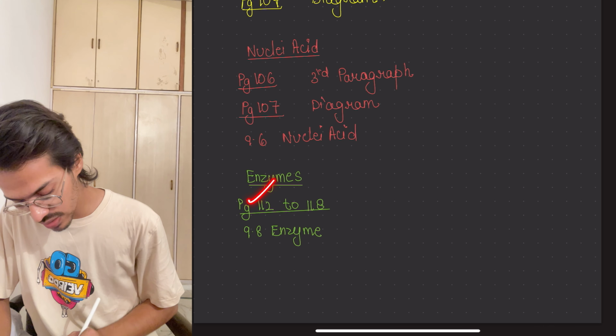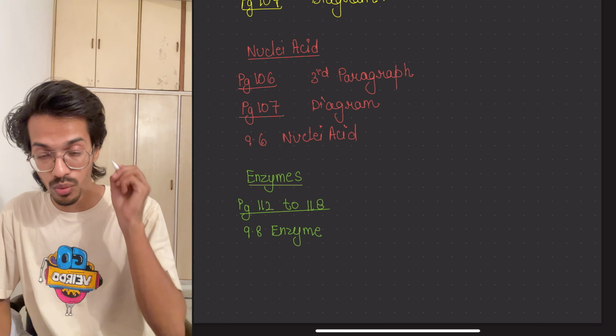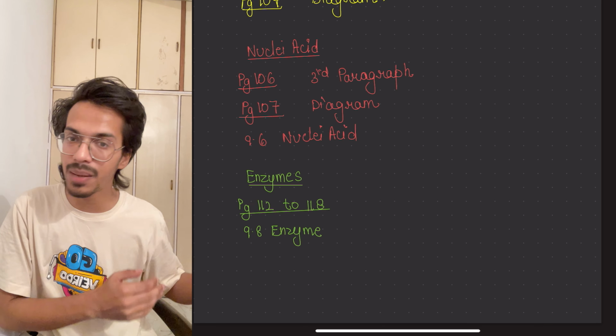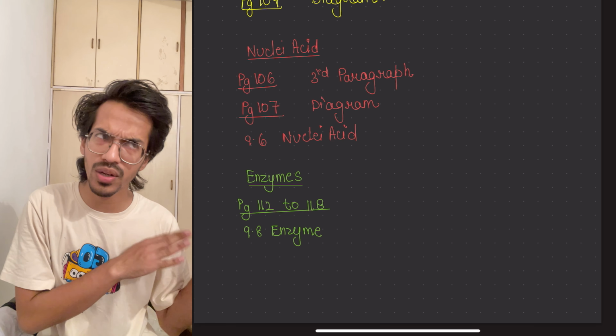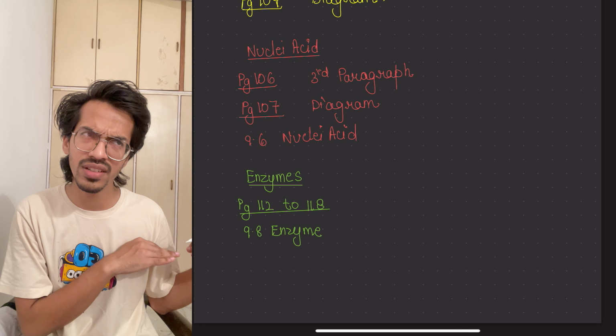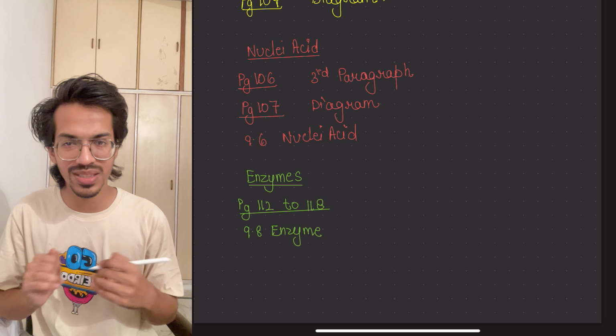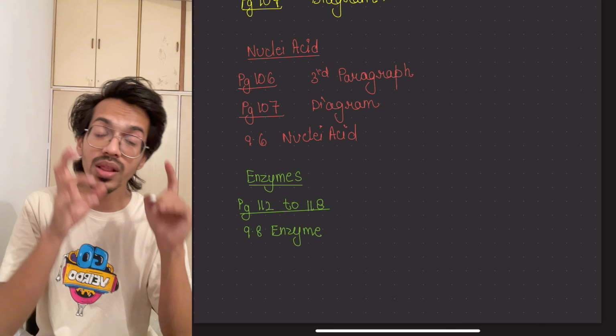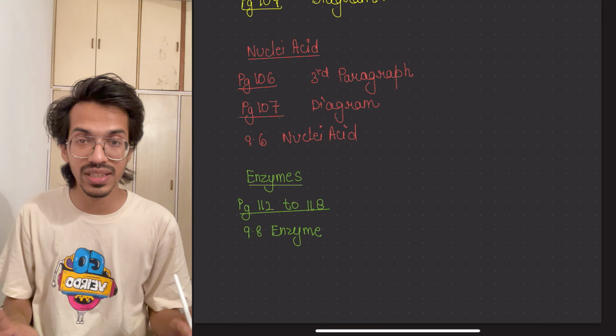So here you have to study enzymes, pages 112 to 118, topic 9.8 and its subparts also, 9.8.1, 2, 3, 4, 5 or 6, whatever subparts it has, you have to study. Now in this, all the tables, all the diagrams, everything is important.